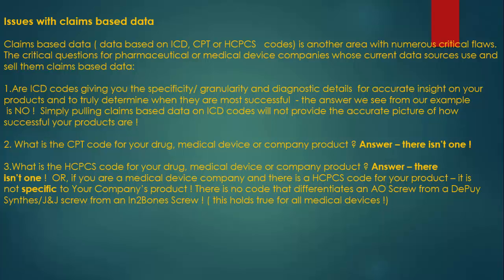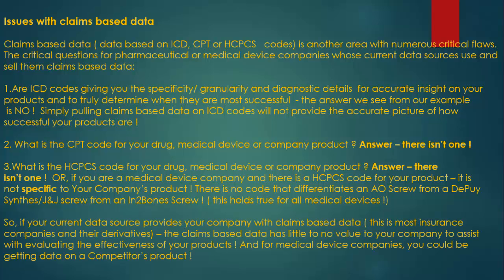So we don't really know the specifics on our product. If your current data source company provides you data based on HCPCS code and your pharmaceutical product, that gives you absolutely no benefit. If you're a medical device product, not only does it not benefit you, but the big problem is you could be getting data on one of your competitors' products that could be thrown in with your particular product because there's no differentiation. There's not the level of specificity that we need to specify one manufacturer's screw from the other manufacturer's screw for internal fixation. That is a true problem, and that should be very unsettling to you.